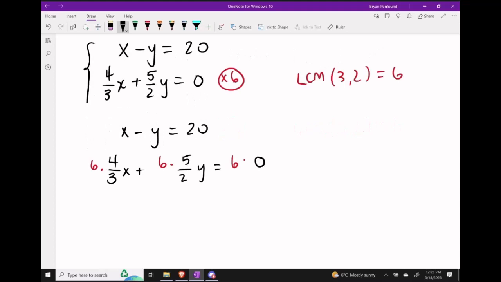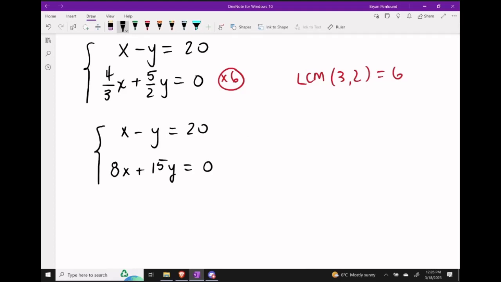Multiplying our first term by 6, we notice that the 3 in the denominator and 6 share a factor of 3. So we need to multiply 2 and 4 together to get our new coefficient of the x variable, which is going to be 8. In our second term, we have 2 in the denominator, which can cancel out with a factor of 2 in 6. So we need 3 times 5 as our new coefficient of the y. So we're going to have 15y. And 6 times 0 is going to be equal to 0, so our constant here on the right will be 0.